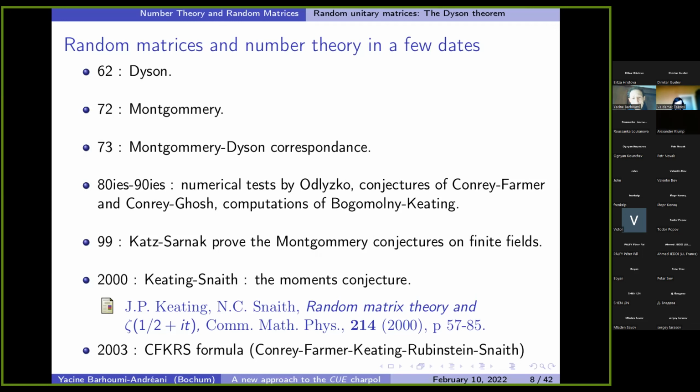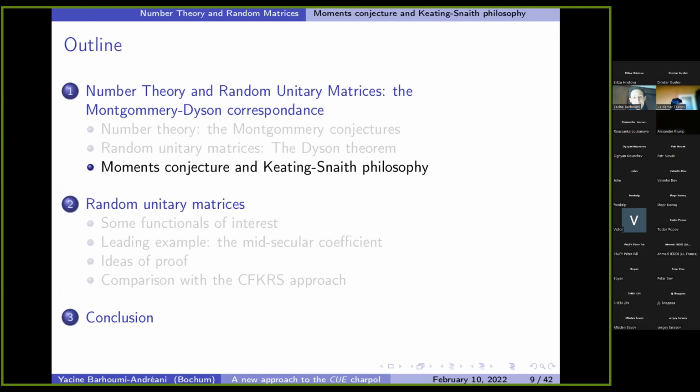In 2000, this is one of the key papers of the theory. This is the paper by Keating-Snaith that used finally this Montgomery-Dyson correspondence to make a conjecture about the moments of the zeta function. I will explain that in a few minutes. And then in 2003, there is what I call the CFKRS formula, for Conrey, Farmer, Keating, Rubinstein, and Snaith, which is the main way people compute in this theory. Okay, so now what is this paper by Keating and Snaith?